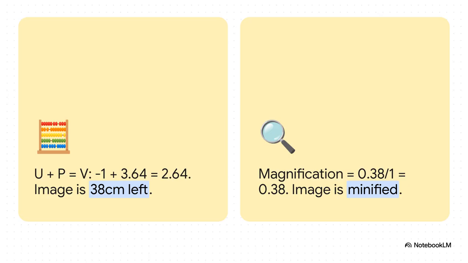And this brilliantly illustrates our point. Because the exiting vergence is positive, the light is actually converging to a point in real space. 1 divided by 2.64 puts the image right at 38 centimeters in front of the mirror. It's a real, inverted image. Our magnification is 0.38 divided by 1, so it is minified. Takeaway: distant objects in a concave mirror give you real, inverted, minified images.